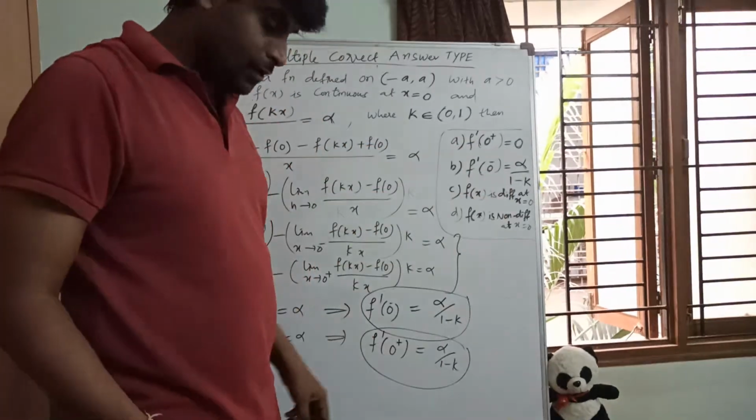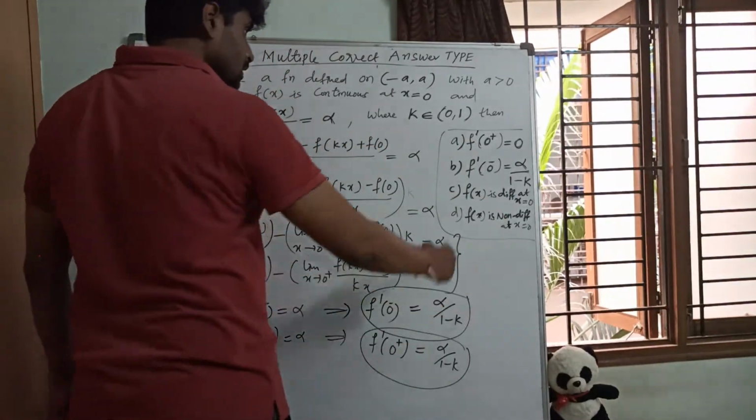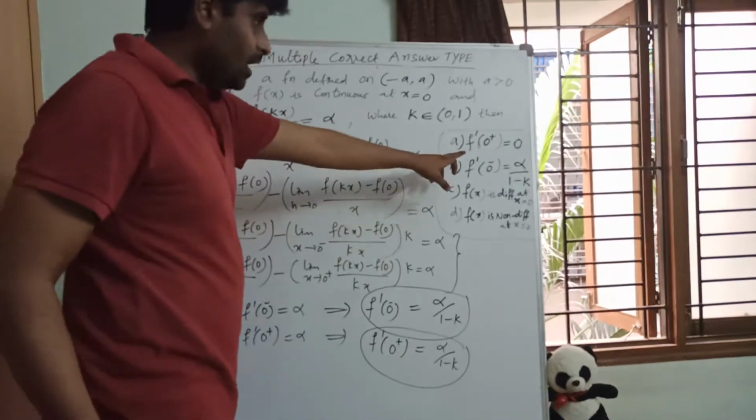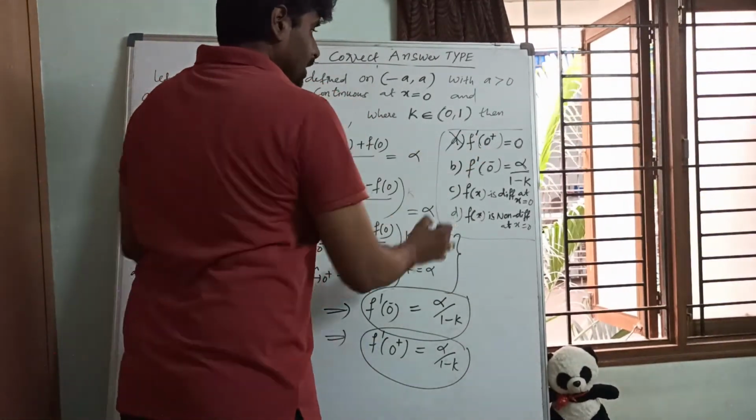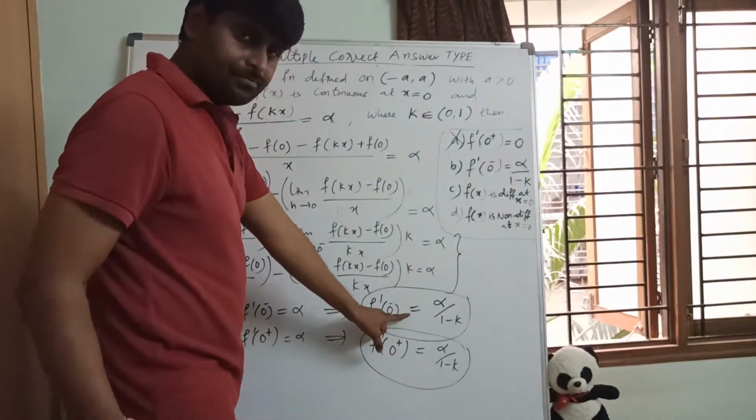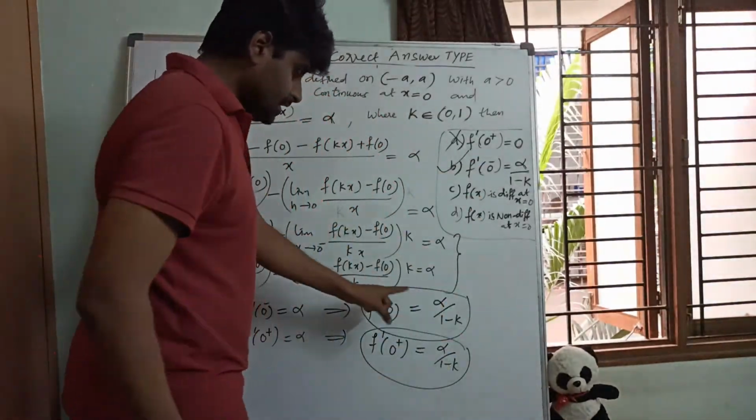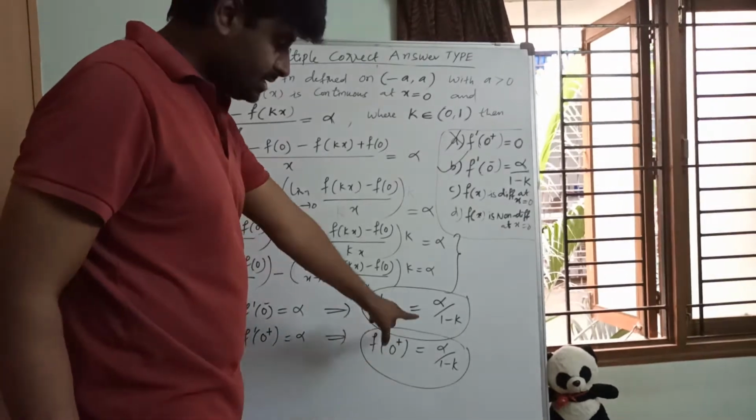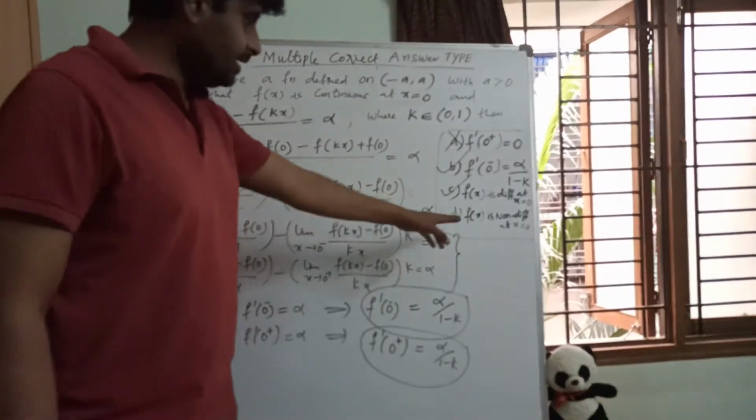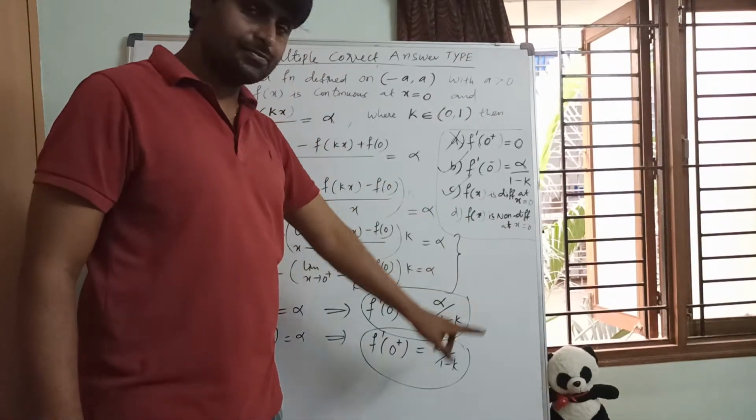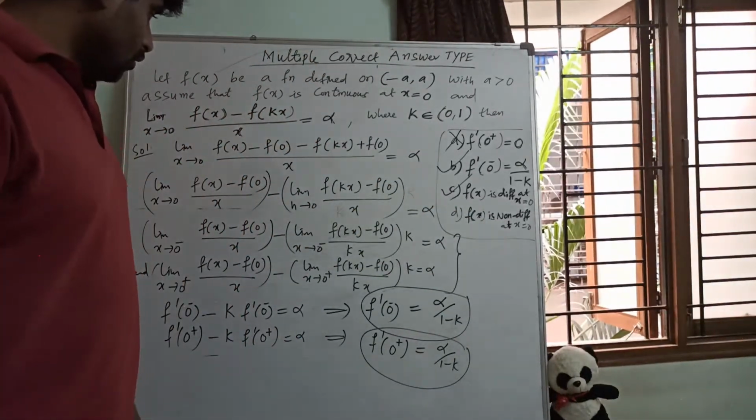So which of the following options are correct here? Option A correct. So RHD is 0? No. LHD is alpha by 1 minus k? Yes. And it is differentiable? Yes, LHD equal to RHD, it is differentiable only. So option C also correct. Right? So option D not differentiable. Okay, it's false. Correct? Hope you understood.